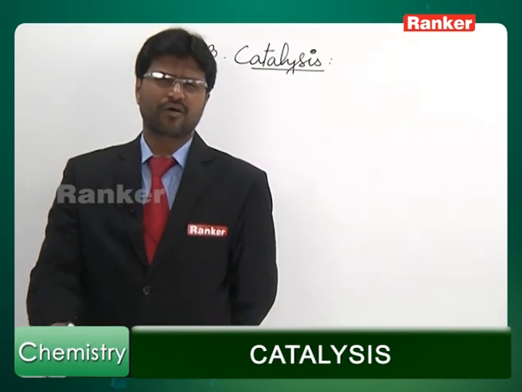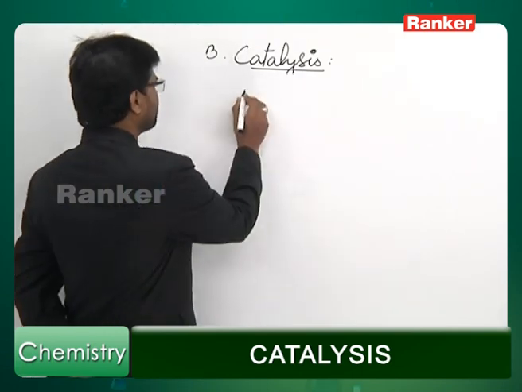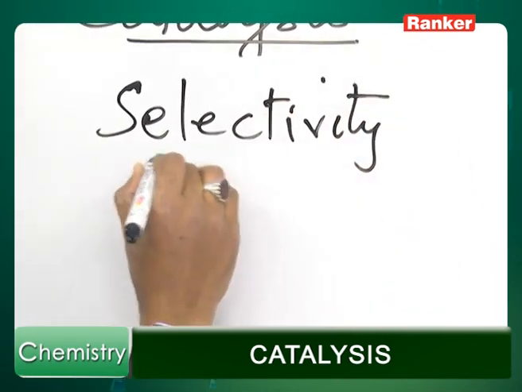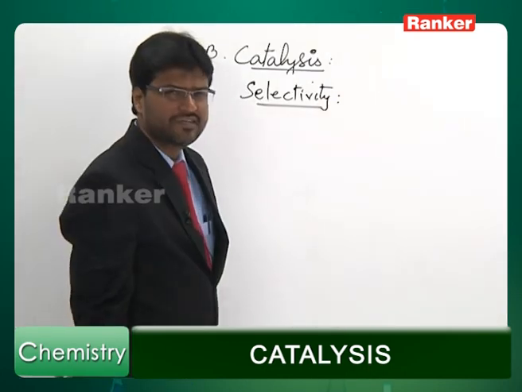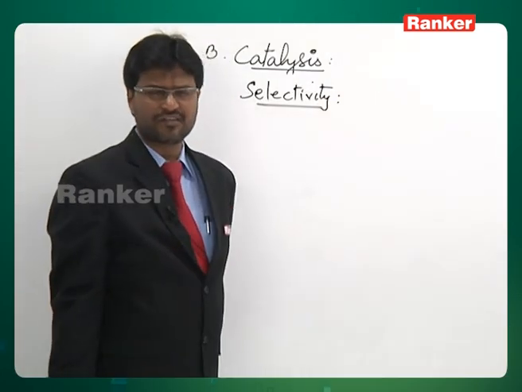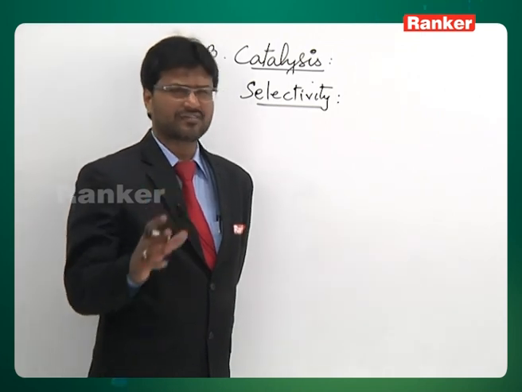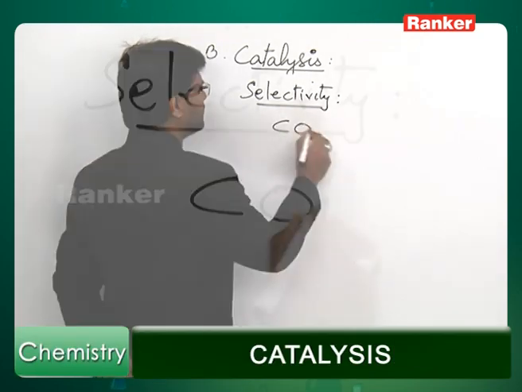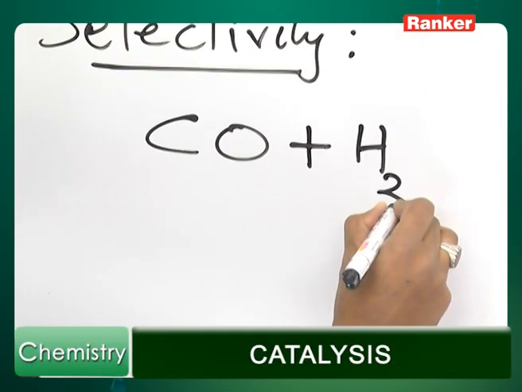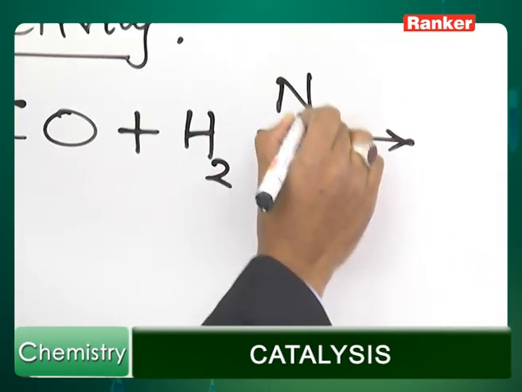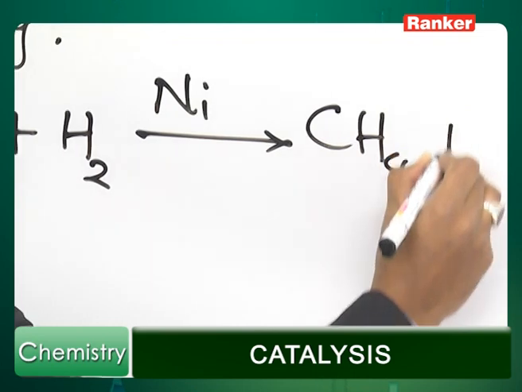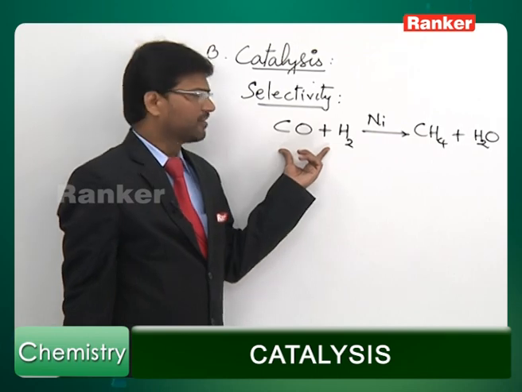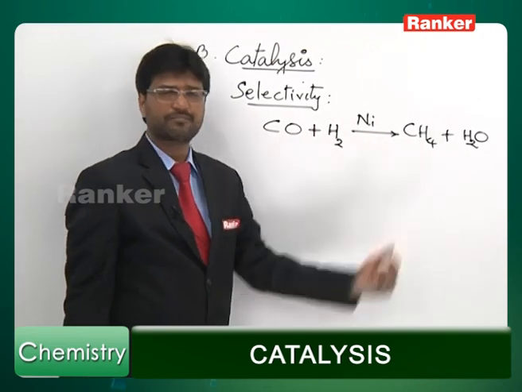Now let's talk about selectivity of catalysts. Most of the catalysts are selective in their action. They catalyze a particular type of reaction. For example, if you combine carbon monoxide and hydrogen gas, if you do this reaction in presence of nickel catalyst, you end up with methane, and of course water molecules are formed. So this mixture of carbon monoxide and hydrogen in presence of nickel will give methane.